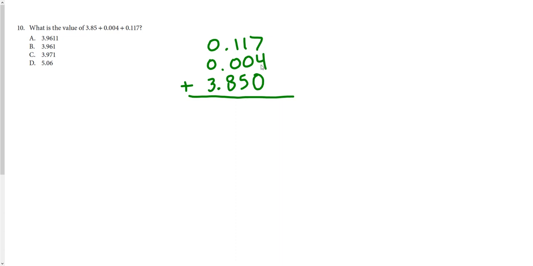So we get 7 plus 4 plus 0. We get 11. Well, that's a little sloppy. Let's fix that. Well, that's not the best either, but let's move on. 1 and 1, we get 2, plus 5. 2 and 5, we get 7. And 1 and 8, sorry, we get 9. And 0, 0, and 3, we get 3. And that would be our answer, choice C.